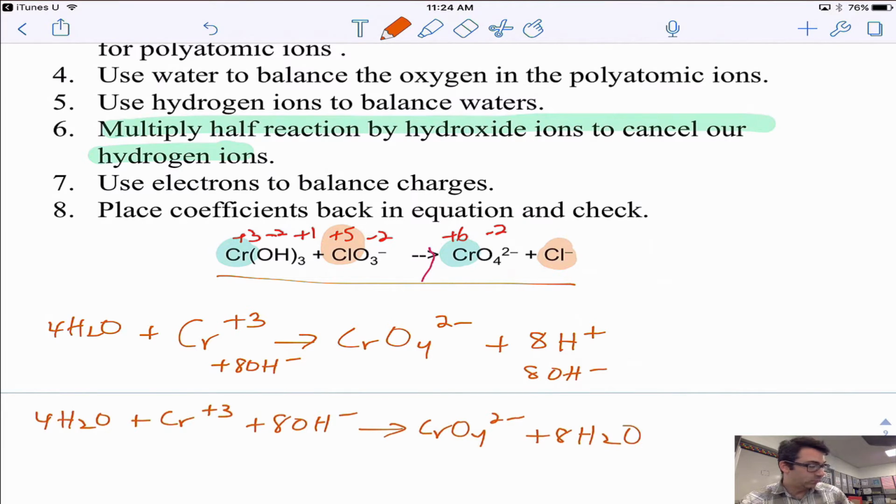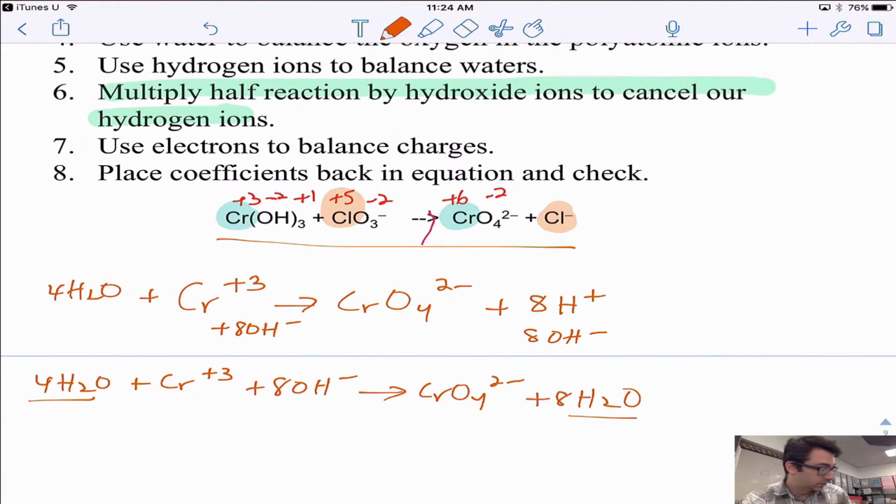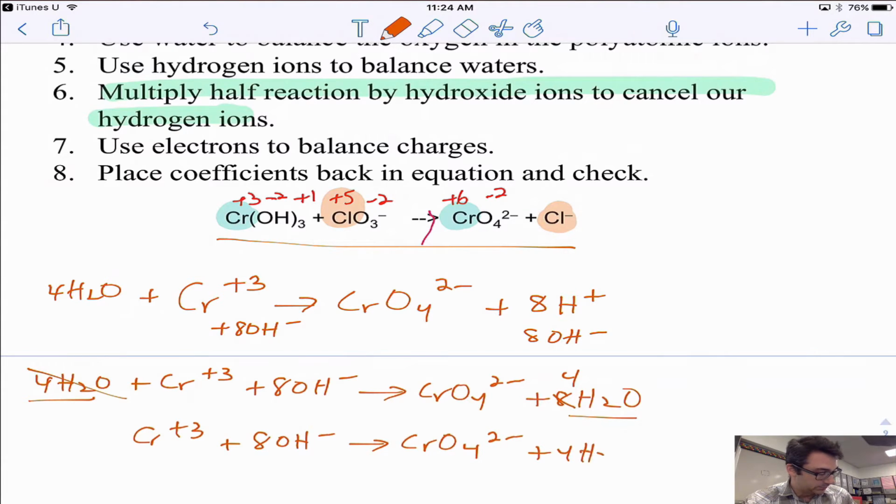Now you can see I have water on both sides, and I can cross those out and simplify this. So the 4 waters will cross out with the 8 waters, leaving us with 4. And we'll have Cr plus 3 plus 8 OH minus yields CrO4 2 minus plus 4 H2Os.